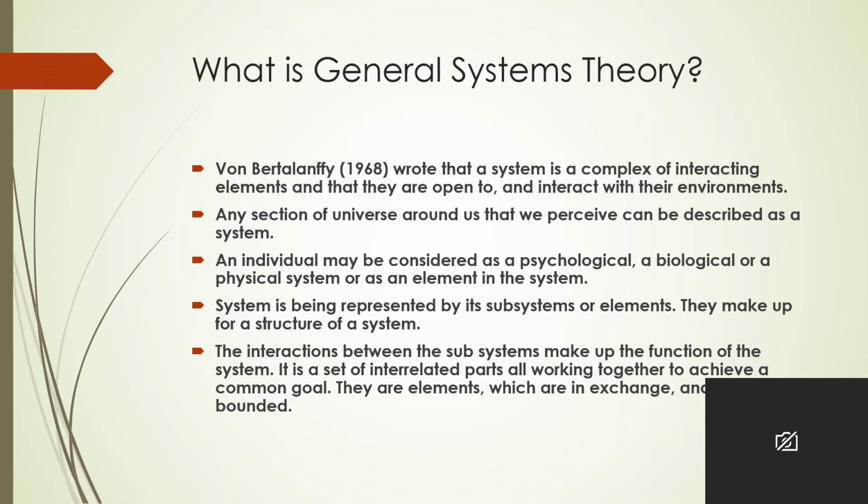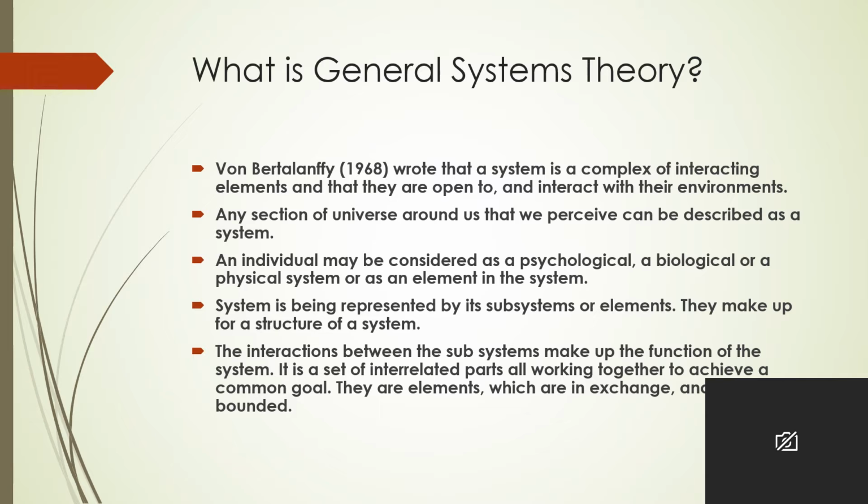The theory can be simply defined as a set of elements standing in interrelation. All elements are related to one another is the basic premise of the theory. It is general because it can be applicable in many different fields. A system is a complex of interacting elements, and they are open to and interact with their environments. A system is a whole consisting of interdependent and interacting parts, or a set of units with relationships among them. Bertalanffy opines that any section of the universe that we perceive can be described as a system.